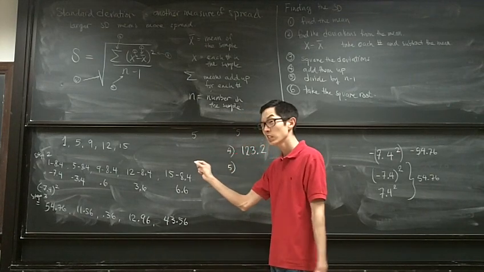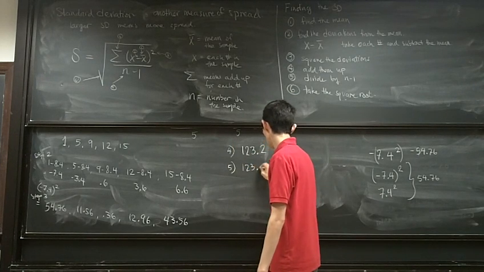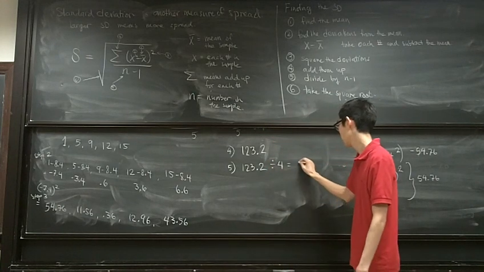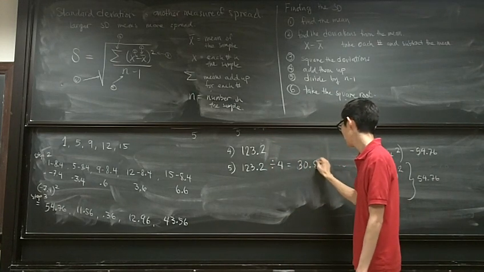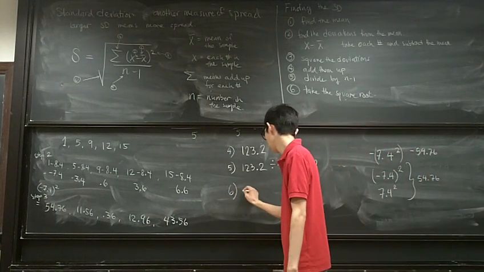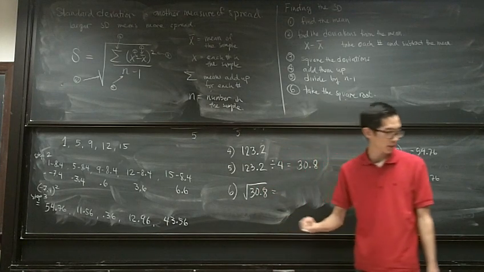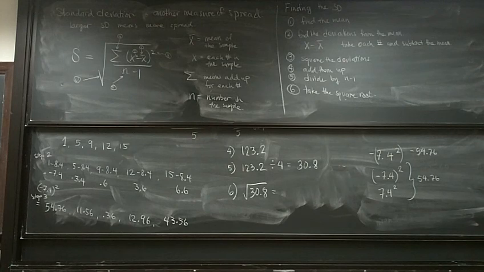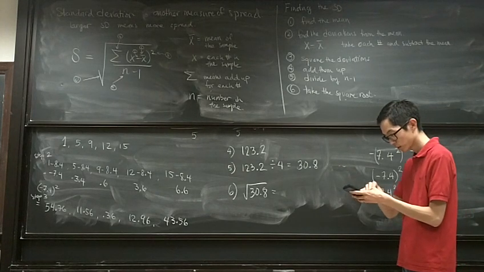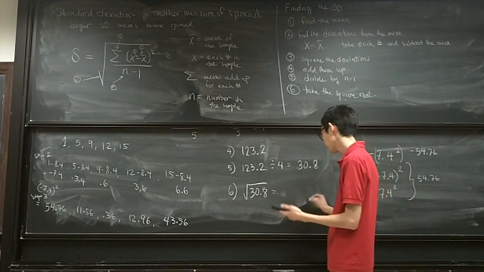So what is my n? My n is 5, so n minus 1 is 4. So I do 123.2 divided by 4, and I get what? 30.8. Okay, and then I take the square root, and I get something else. 5.549. 5.55. Yeah, 5.55, that's good enough.